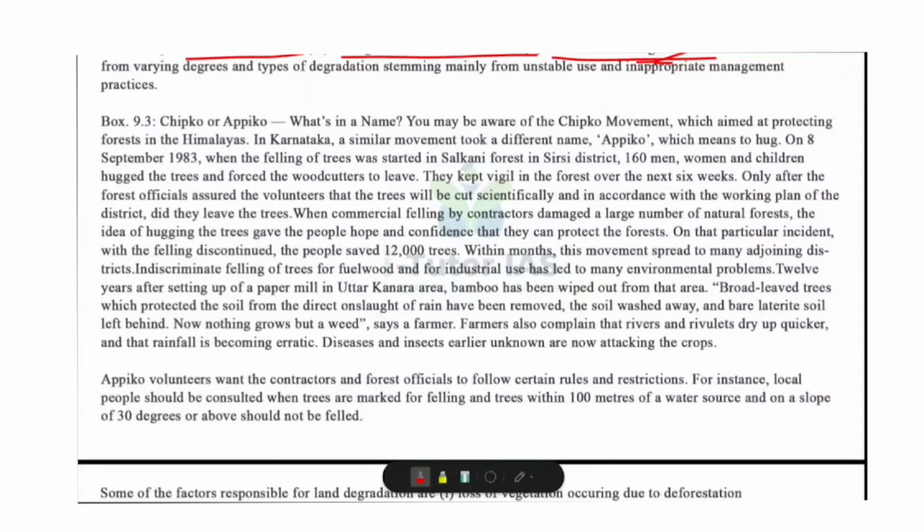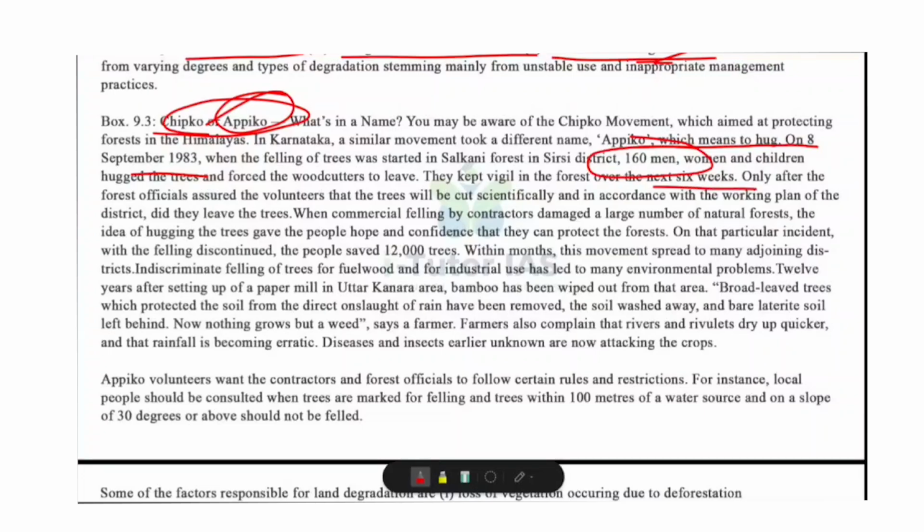Now, you may have heard about the Chipko movement, right? The Chipko movement in the Himalayas focused on protecting forests. In Karnataka, a similar movement emerged called Appiko, which also means to hug. So on 8th September 1983, when trees were being cut in the Salkani forest in Sirsi district, almost 160 men, women and children hugged the trees to stop the woodcutters. They stayed in the forest for 6 weeks.